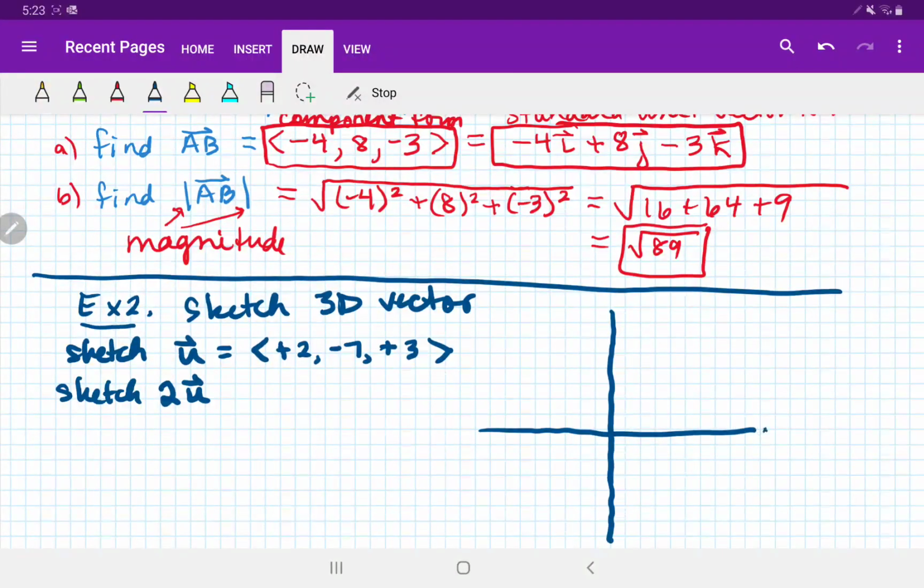Okay, so do you remember what letter the up and down is? Z, right? So do you remember what the left and right is? Y, and then here, coming forward is the X.